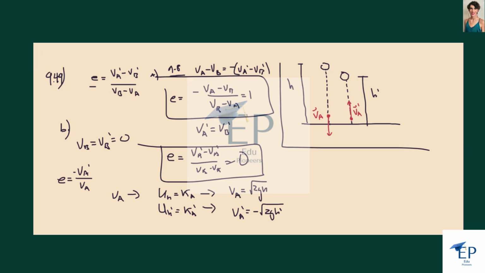Okay, so now we can plug these into our equation for the E value. So we have the square root of 2gh prime over the square root of 2gh. Well, the 2g's cancel out, and this is just the square root of h prime over h. And that's what we wanted to show. Cool.